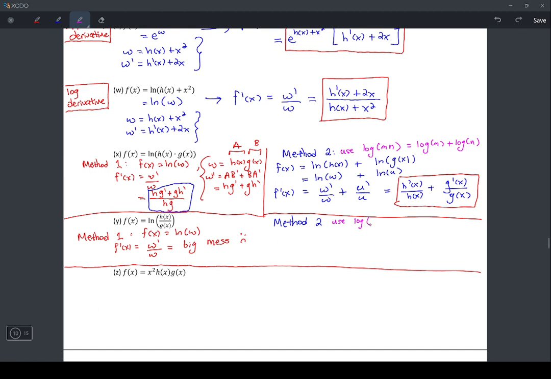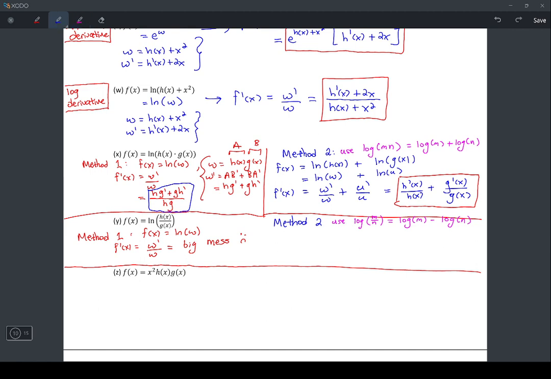Now I'm using the other log property for division. If you take the log of m divided by n, that's log of m minus the log of n. Well, I'm going to regret not redoing this video because of that mistake I had with the plus. I'll live with the cost of that error.